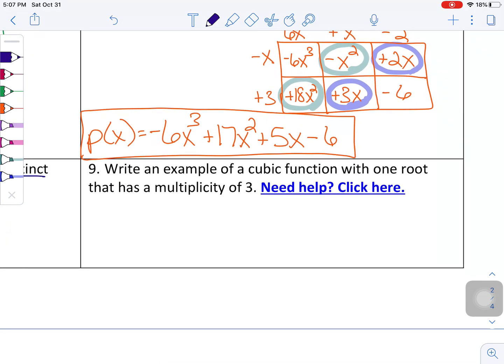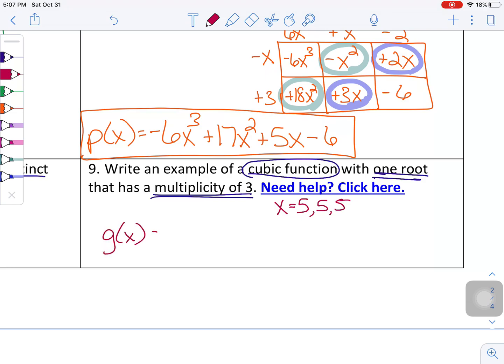It says, write an example of a cubic function, all right, with one root that has multiplicity of 3. So you get to pick the root. I'm going to say x is equal to 5, all right? But because it has multiplicity of 3, it actually means x is equal to 5 3 times, okay? So when we go to write this function, and it doesn't matter what you call it, I'm going to go g of x this time for giggles.